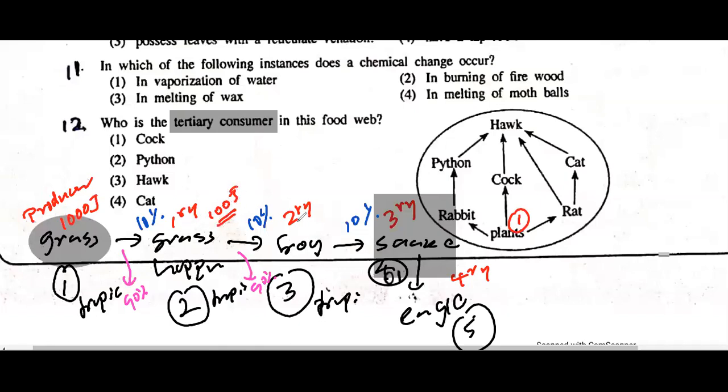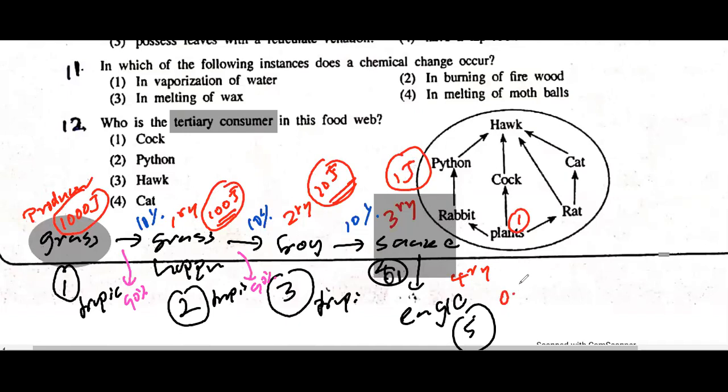Then from grasshoppers to frogs, all the frogs can get at maximum what? If you assume only frogs are there to eat grasshoppers, then 1000 into 10% is only 100 joules. And then frogs are eaten by the snakes. The snakes can get what? 100 joules into 10% is 10 joules. 10 joules. So 100,000 joules become only 10 joules when it comes to the snake. Eagle can get only 10% of this, 1 joule.